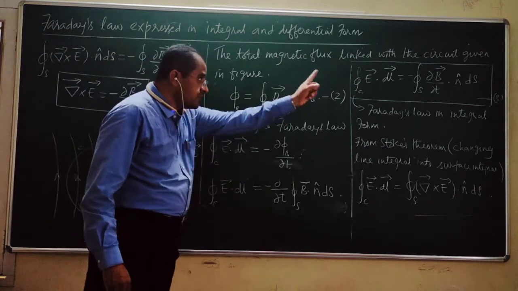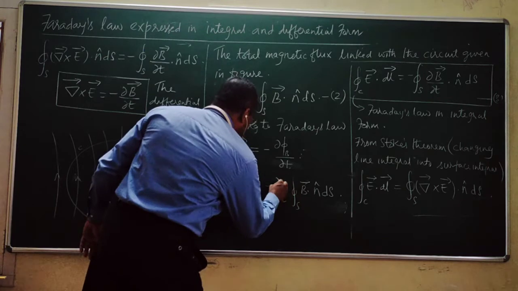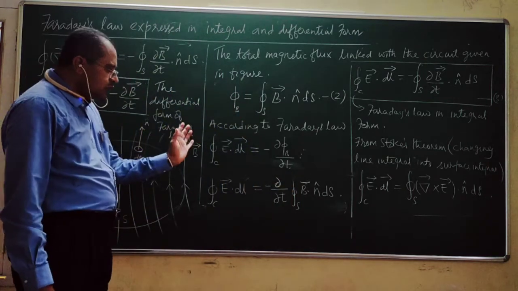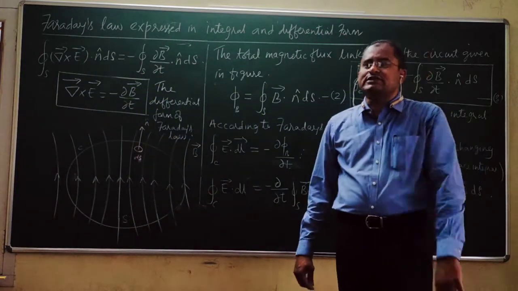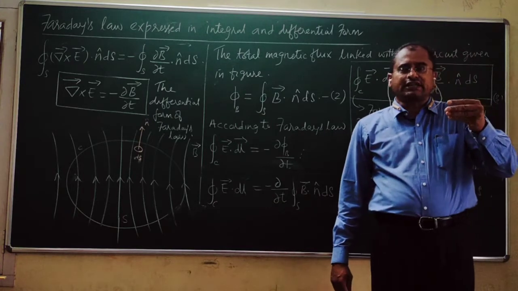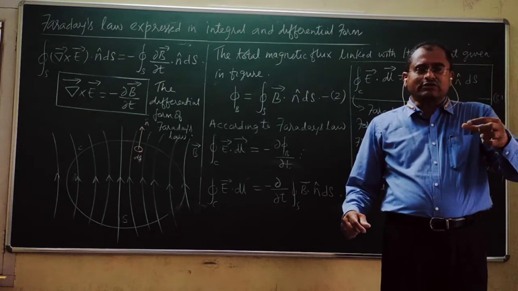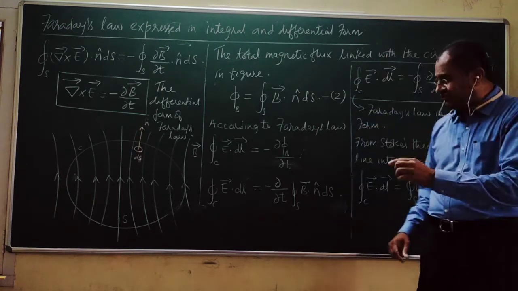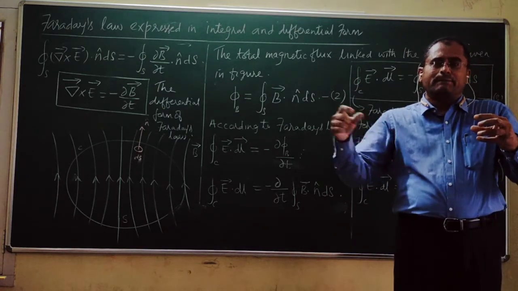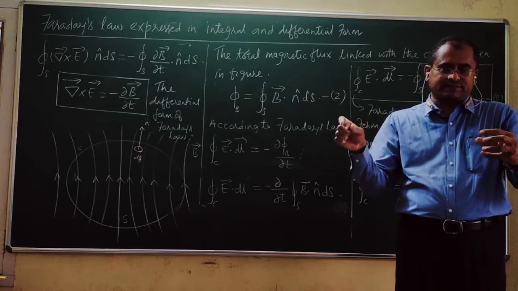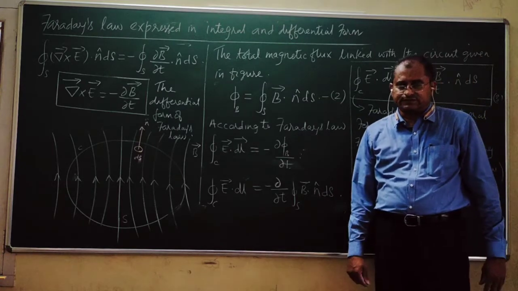From this equation, how do we go there? I would like to tell you why I have taken dou by dou T inside. So here there are two ways of producing induced EMF. The circuit is constant, or a circuit is placed in a changing magnetic field. A coil is there, the magnetic field is changing with respect to time, then induced EMF will be produced. Is that okay to you?